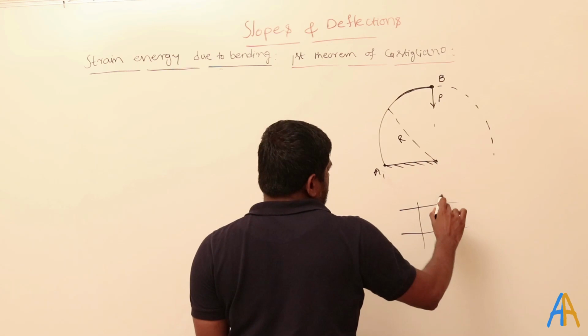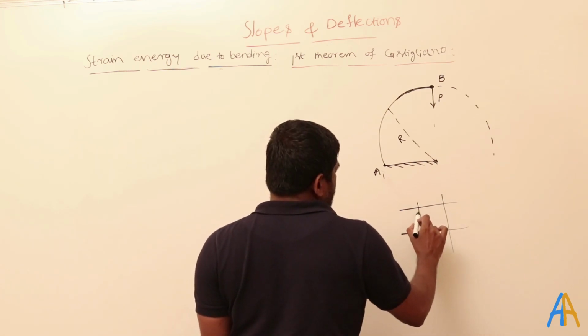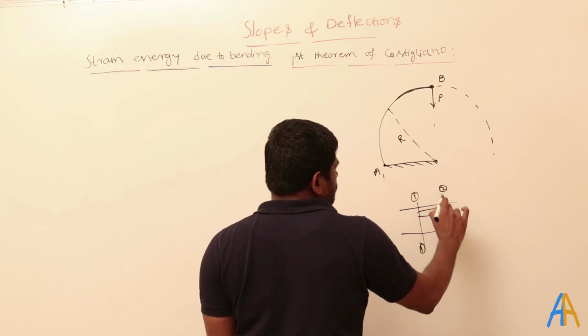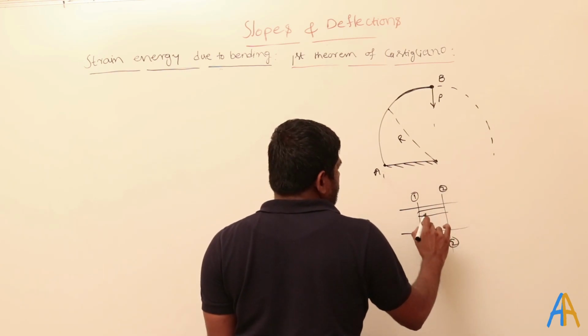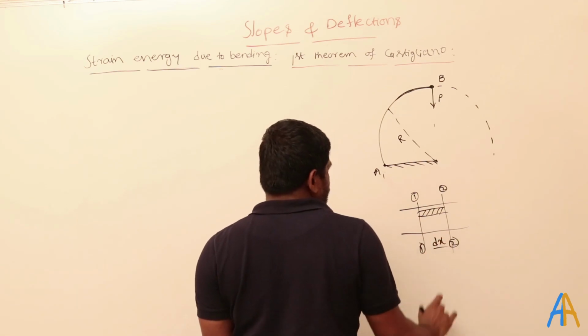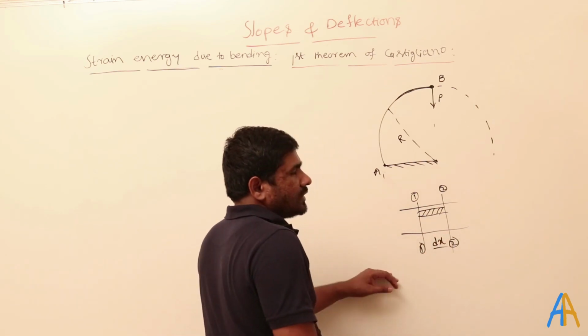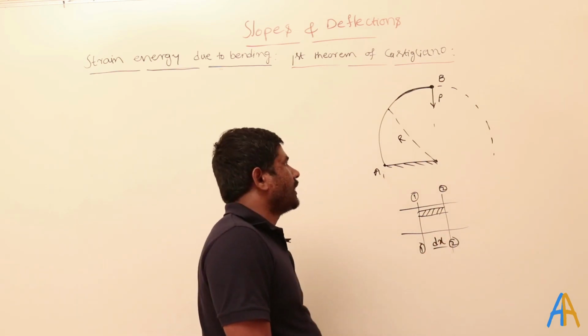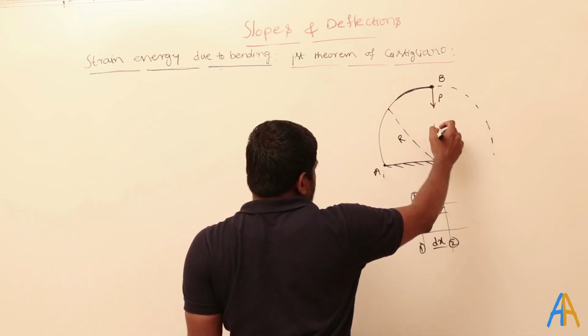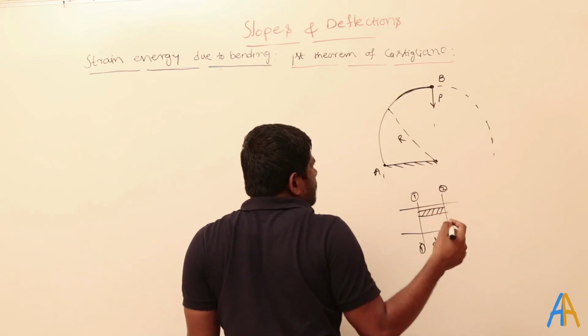strain energy formula, how did I derive it? I took section 1 and section 2, and a small section which is dx. Since it is straight, I considered it as dx. Otherwise, if it is in this manner, a sector, then it will become s.